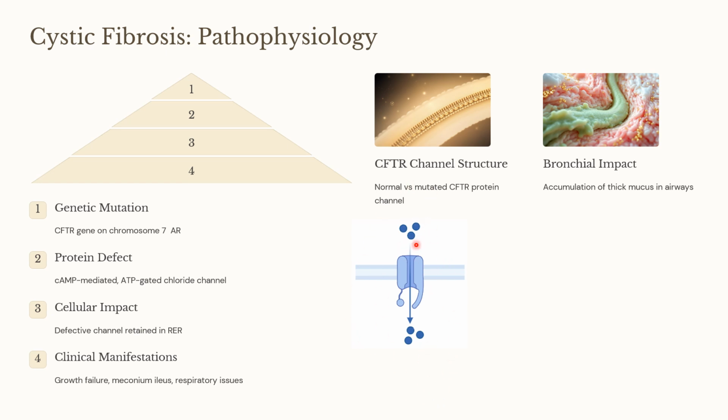This defective channel is retained within the rough endoplasmic reticulum. It is not present on the cell surface. Because of this defective channel, the chloride is not able to be pumped out regularly. Therefore, it will result in growth failure, meconium ileus, as well as respiratory issues.